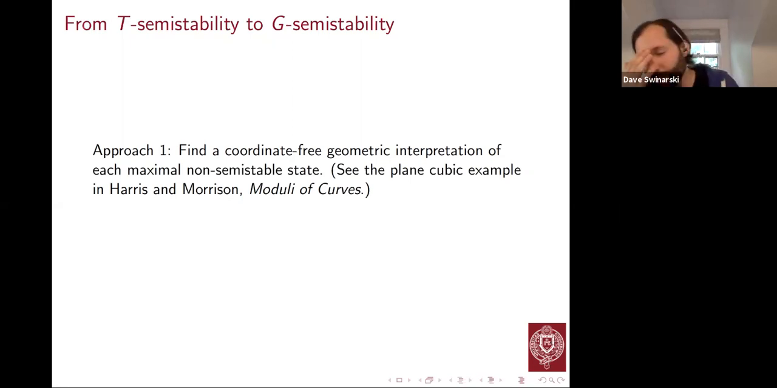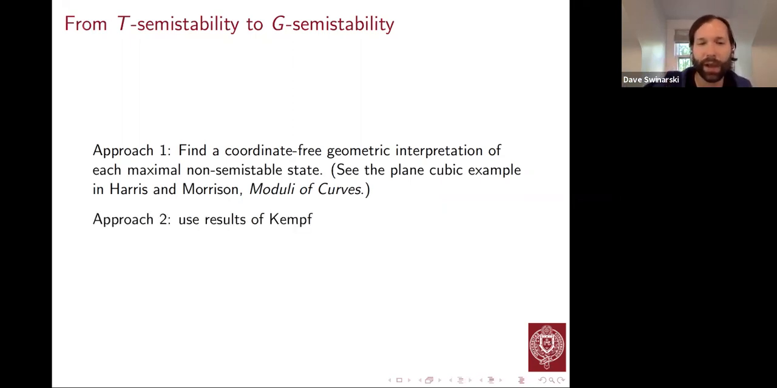Well, for Mukai's problem, first of all, we're working with 9 hyperplanes in P15. So that seems like it's going to be much trickier than the plane cubic example. And on top of that, there's 5 million rays in the instability fan. And although I haven't computed how many maximal non-stable states there are, there's potentially lots. So we're looking for another way to pass from T semi-stability to G semi-stability. And I want to discuss some results that are due to Kempf, or at least inspired by Kempf, for doing that.